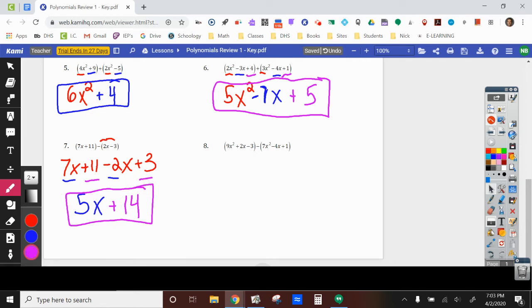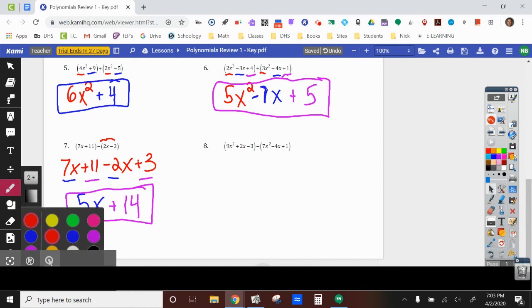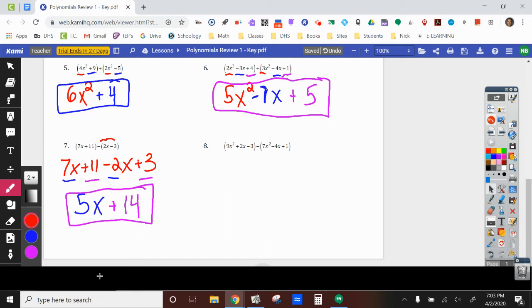We got our last example, number 8. Again, if you want to pause this video and try it on your own and compare your answers afterwards, that'd be great. If not, just follow along and do as I do here. We have 9x squared plus 2x minus 3, and we're going to subtract 7x squared minus 4x plus 1 from that. Because this is a subtraction, I have to distribute that minus sign, and that means everything afterwards is going to change signs. I don't touch anything beforehand, because this minus only applies to everything afterwards.